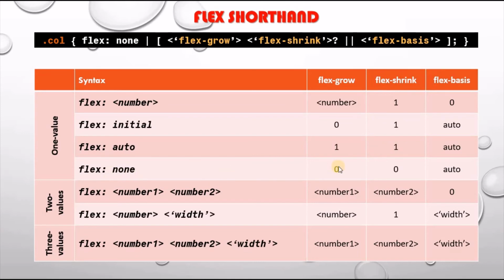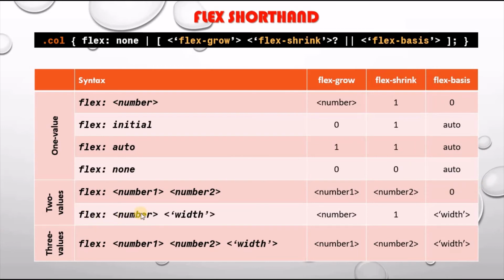Flex none, it says both grow and shrink to 0, and flex basis to auto. It's not allowed to grow, neither can it shrink. It just remains at its given size. Right, then the 2 value syntax. When you say flex number and number here, that's number 1 and number 2. The first number is assumed to be flex grow, and the second number is assumed to be flex shrink. Right, and the flex basis of 0.